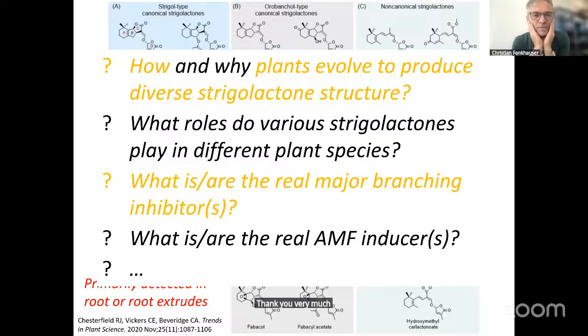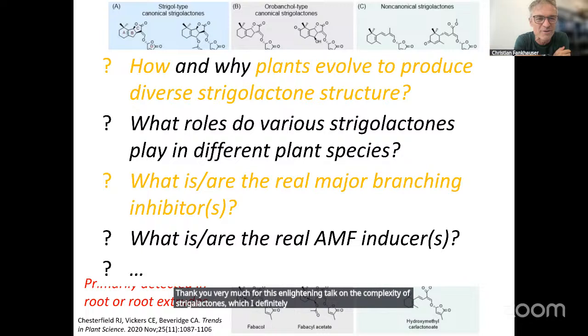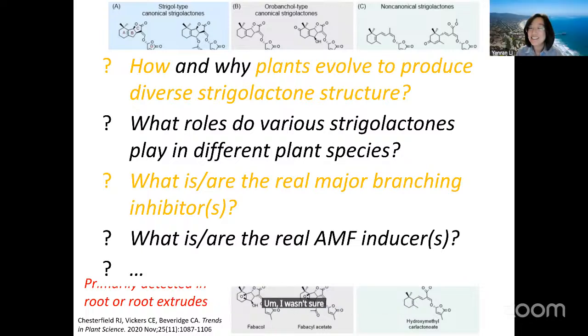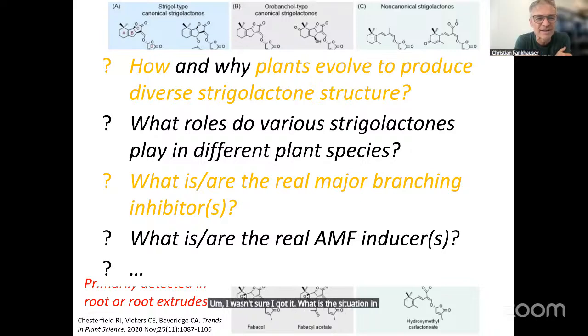Thank you very much for this enlightening talk on the complexity of strigolactones, which I definitely didn't know about. I wasn't sure I got it. What is the situation in Marchantia? Do they have the strigolactones or not? No. They don't have any strigolactones.